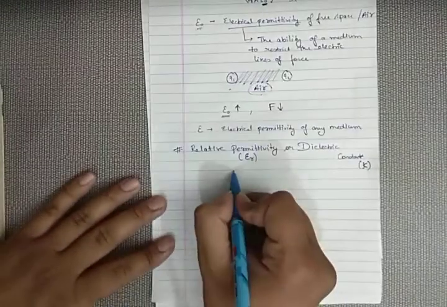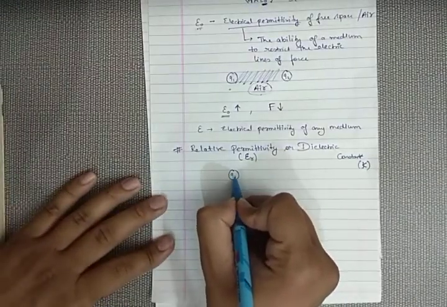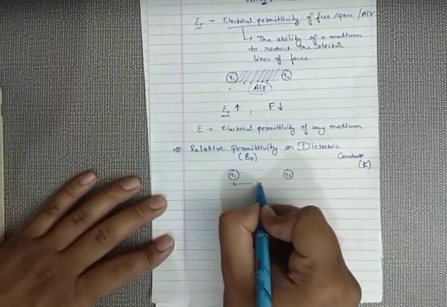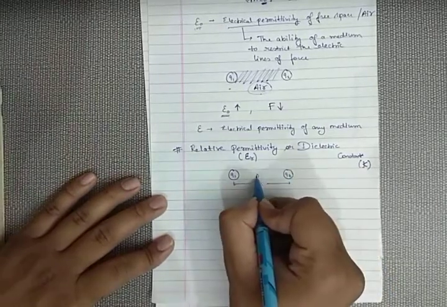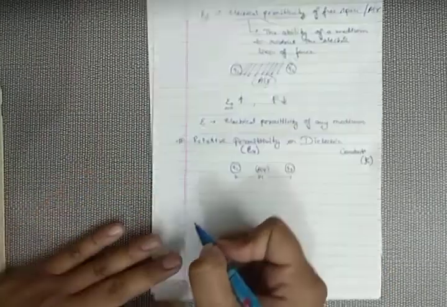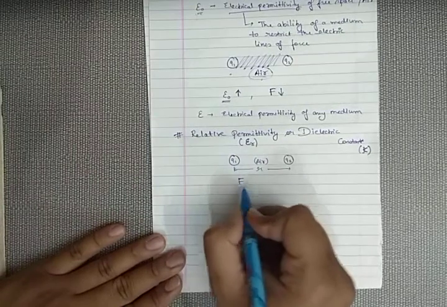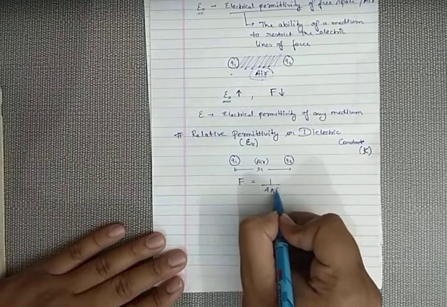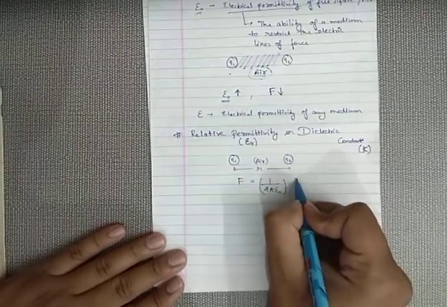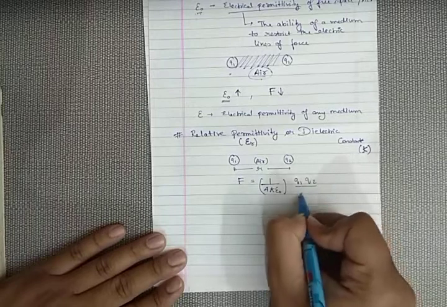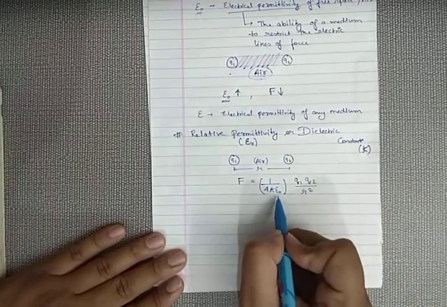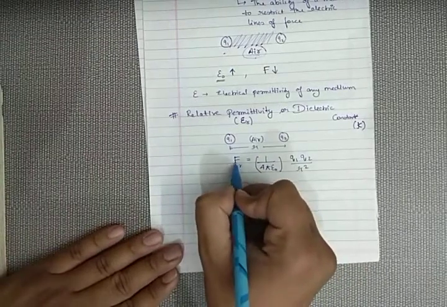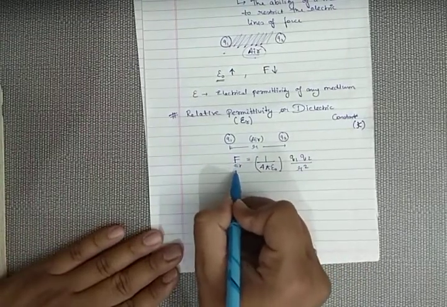Now suppose these are the two charges separated by distance r, and the medium present here is right now air. So according to Coulomb's law, the expression for the force F equals 1 upon 4 pi epsilon naught q1 q2 by r square. Because the medium is air, we have used epsilon naught. We can also write here F air. This is a subscript, so it mentions the force in air.